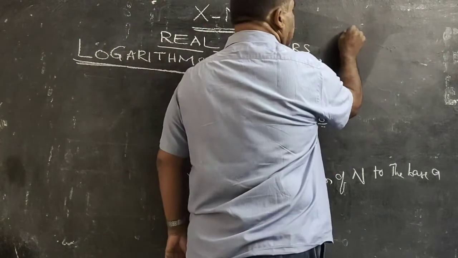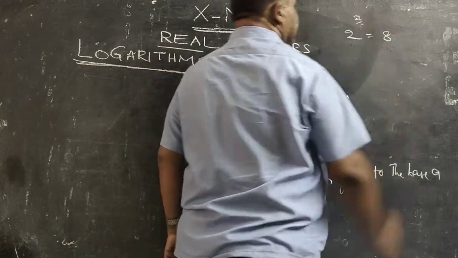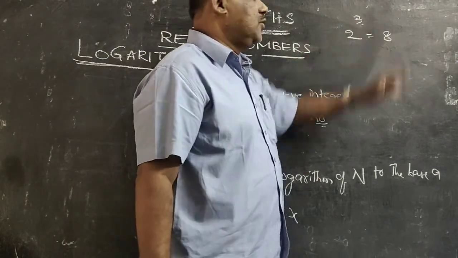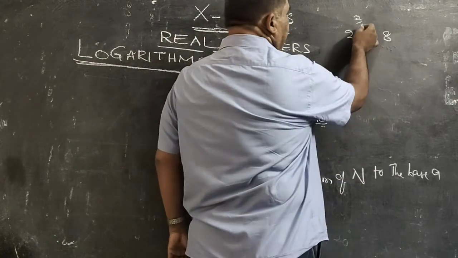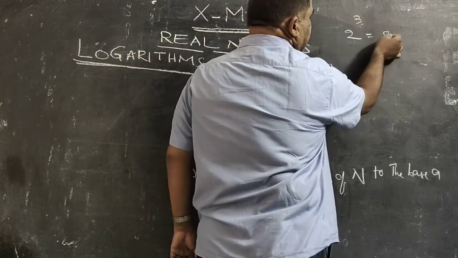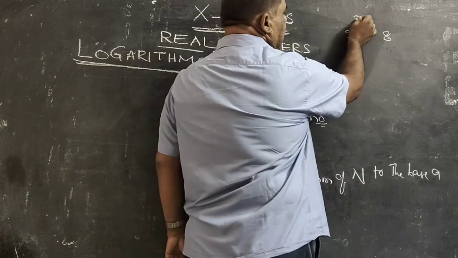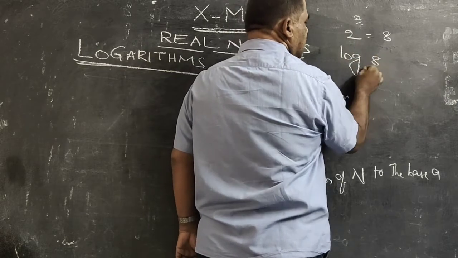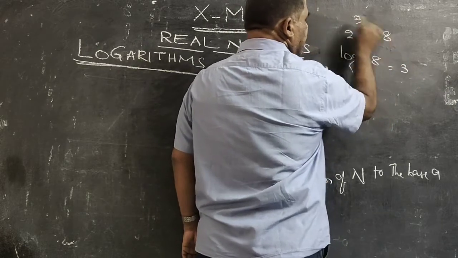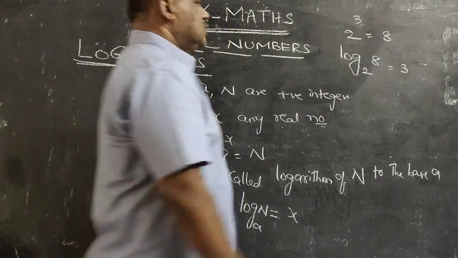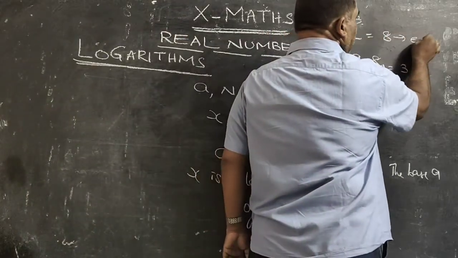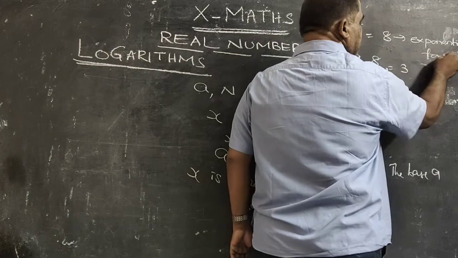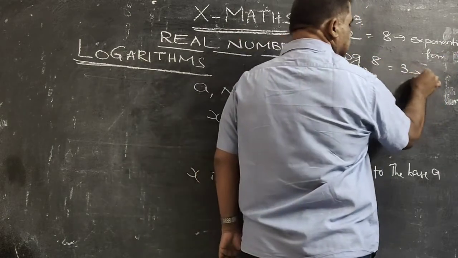For example, 2 to the power 3 is 8. The relation between three numbers 2, 3, 8 is 2 cube is equal to 8. If you apply logarithm, 3 comes here, 8 goes there. So we can write: log 8 to the base 2 is equal to 3. If the three numbers are written like this, this is called exponential form. If the numbers are written like this, this is called logarithmic form.